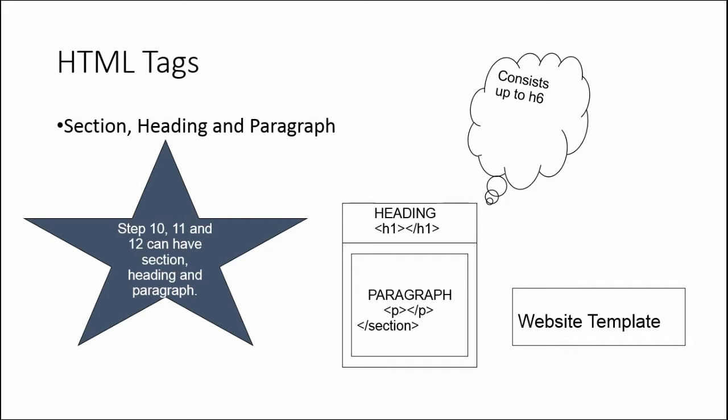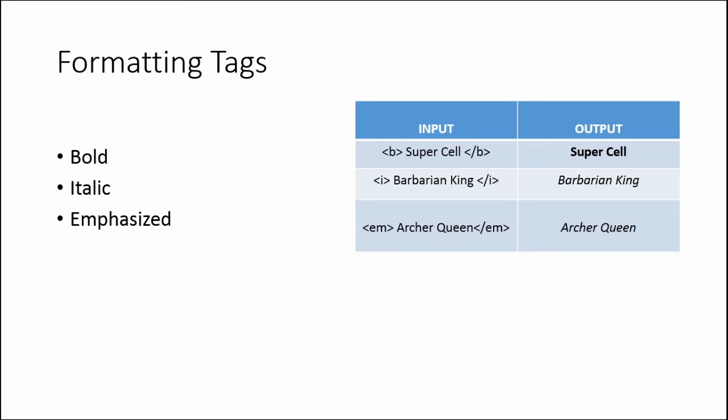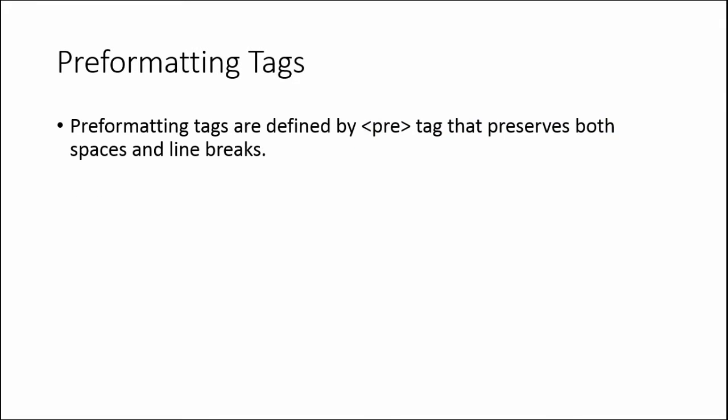Afterwards, let's proceed towards the other HTML tags. If I would like to have some information that is bold, then I can provide it inside the HTML B tag. For italic, the HTML I tag, and for emphasis, that is simply EM. Preformatting tags. Preformatting tags are defined by the PRE tag that preserves both spaces and line breaks.